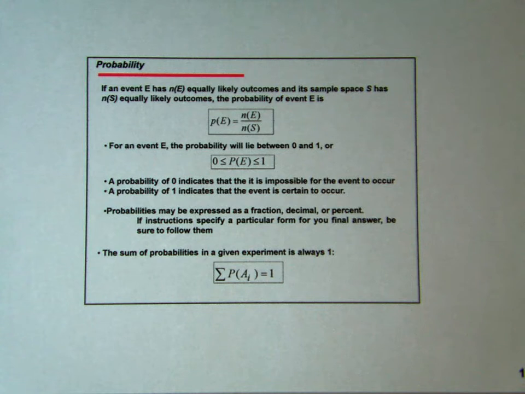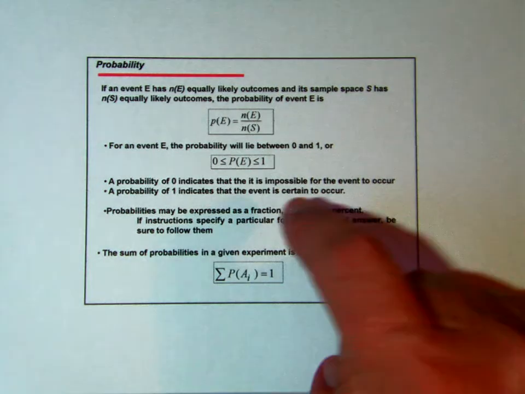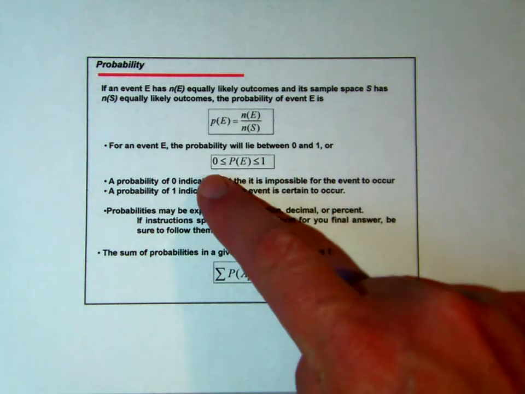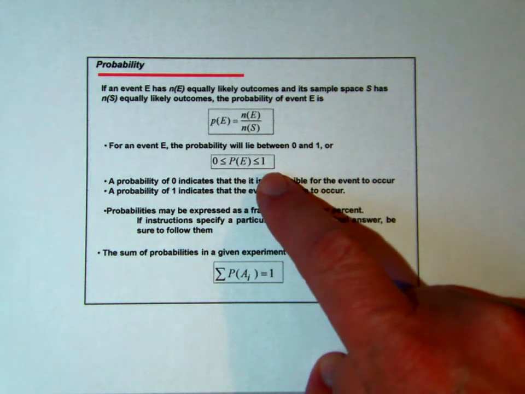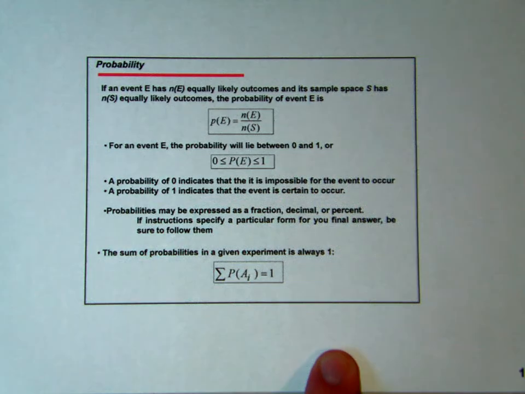For any event E, the probability will lie between 0 and 1. So any probability answer you get has to be at the lower bound of 0, upper bound of 1. 0 means the event is impossible to happen. 1 means it's certain to happen. And then everything else is the stuff in the middle.